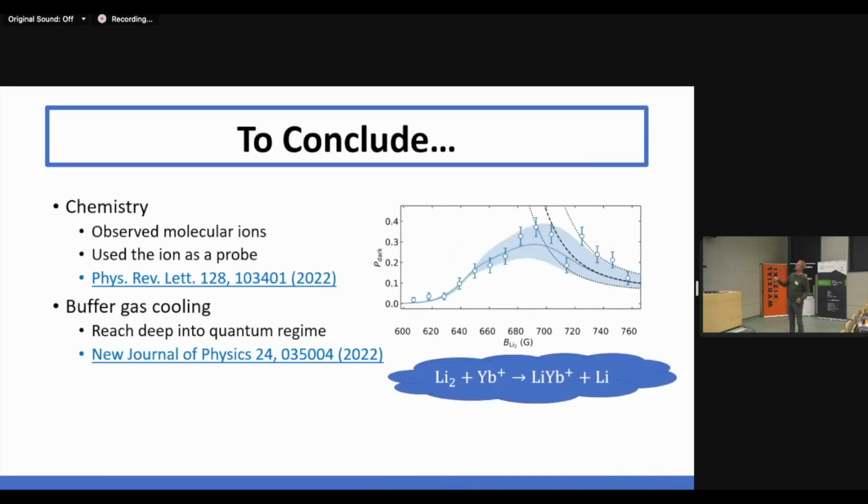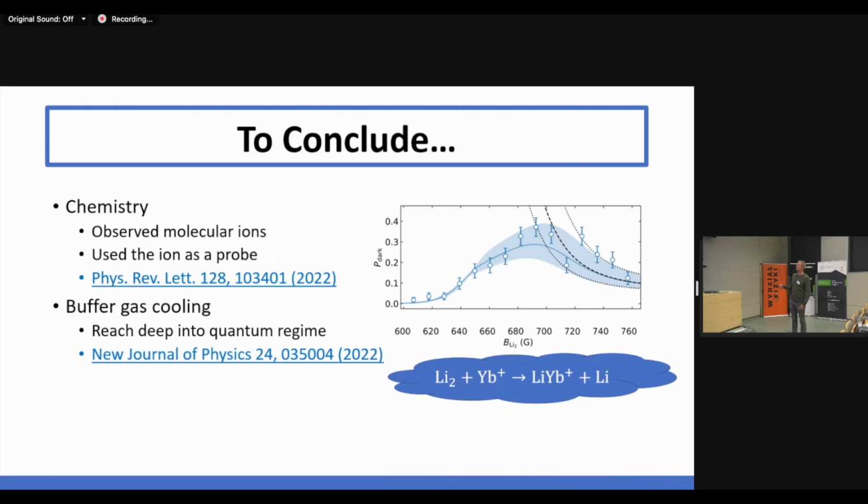Okay, so that wraps it up. So I talked a little bit about chemistry, the type of chemistry that chemists find utterly boring, but that physicists, I think, find nice, right? So Feshbach dimers and ions, and a little bit about buffer gas cooling, and a little bit of outlook.